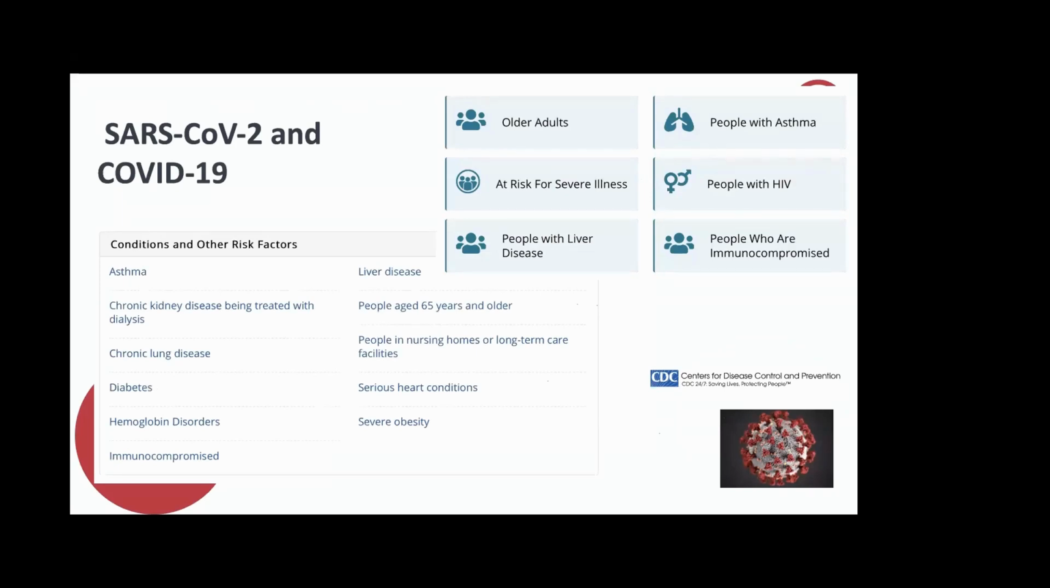Who are the patients at risk as identified by the CDC? Older adults, those who are older than 55 years of age, their risk of mortality and morbidity is high, and it goes substantial if they are more than 65, and in almost 80%, if the patient is older than 75, then the mortality is extremely high.